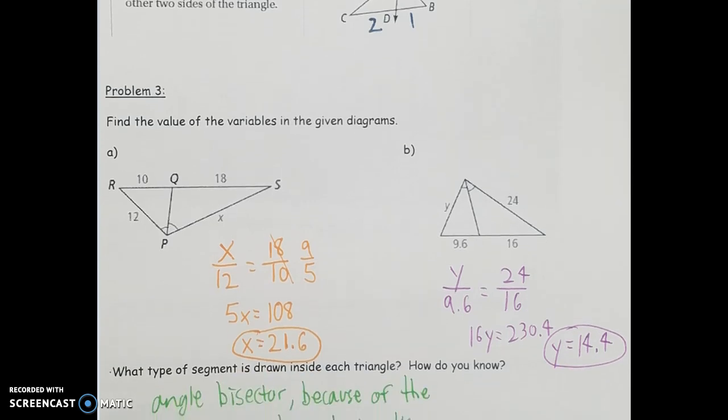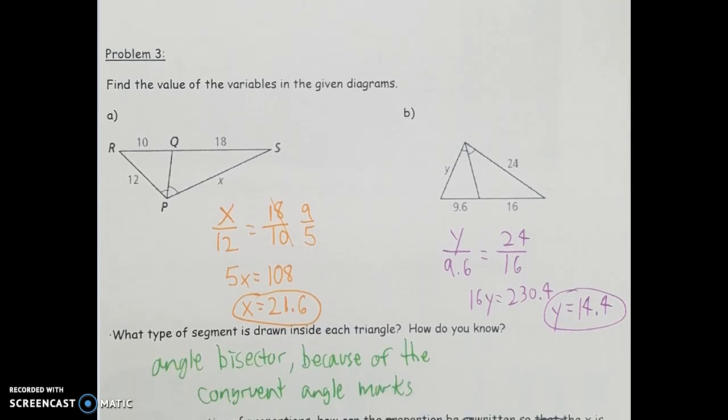So we're also asked a couple questions towards the end. What type of segment is drawn inside each triangle? And we can tell that it is an angle bisector, so that segment here is an angle bisector because of those two congruent angle markings. So same thing here. If I draw that segment on the inside of the triangle, I know it's an angle bisector because those two angles are marked congruent.